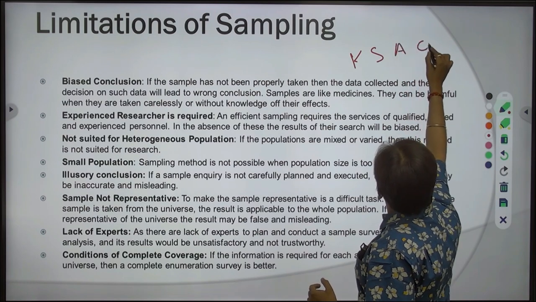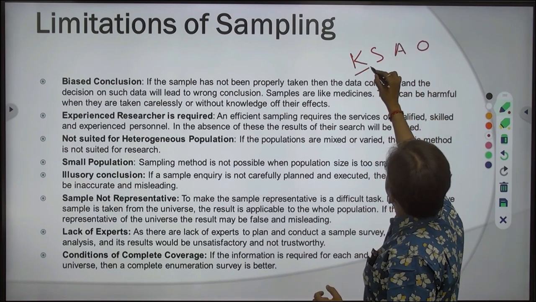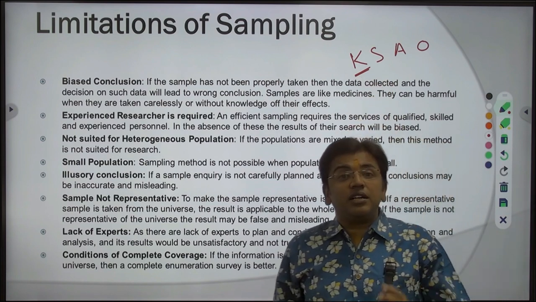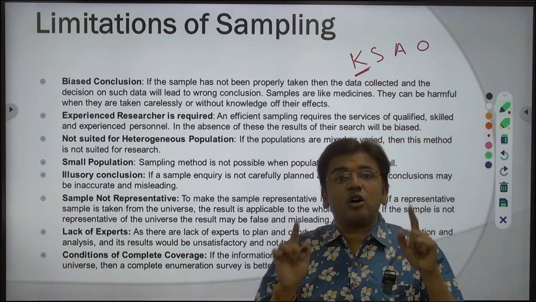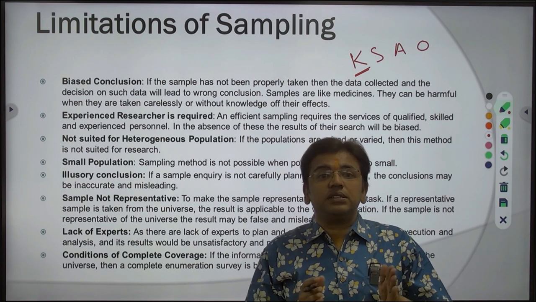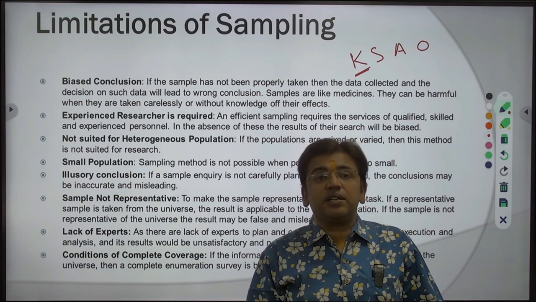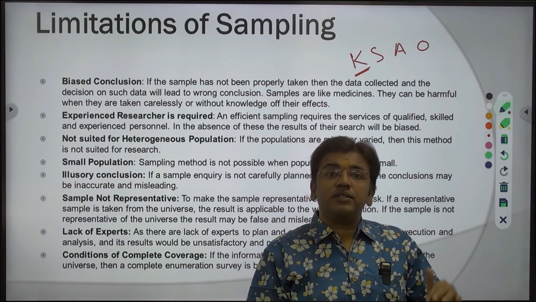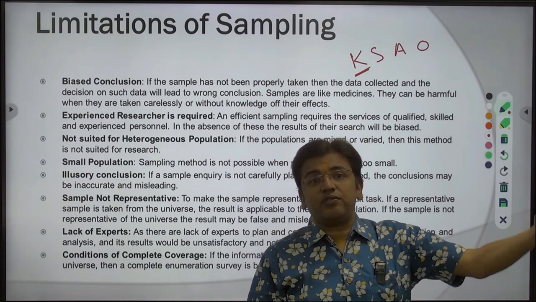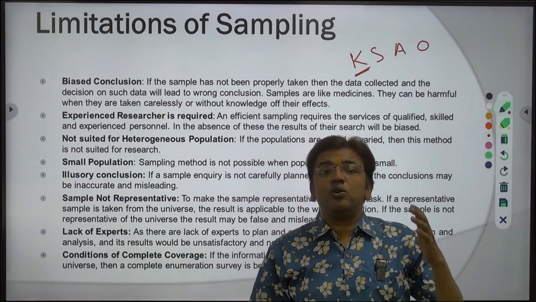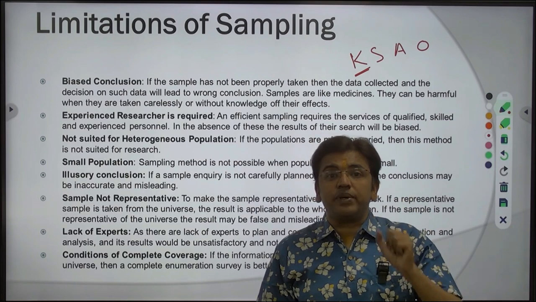K represents knowledge. A researcher must have knowledge about his topic, what he is going to conduct, what results he is going to find, and according to that result, what is the usefulness of that result for the society as a whole. So he must have proper knowledge about the topic.